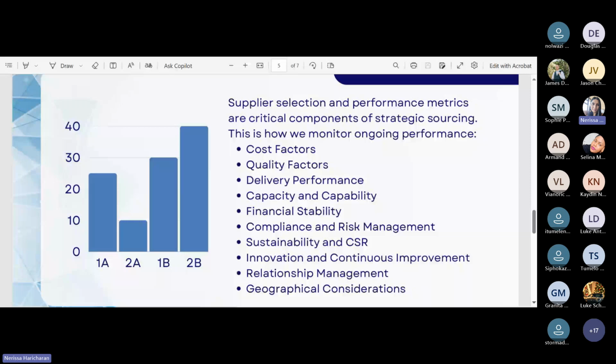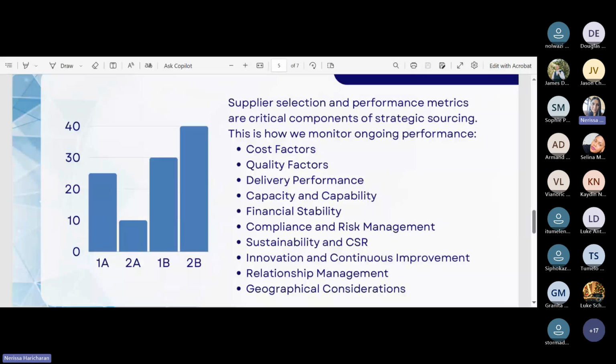But basically, this is how you monitor it from a KPI perspective. So the first one is cost factors. Understanding where you're sitting from a price competitiveness perspective, where's your supplier's pricing, comparing it to the market or comparing it to their competitors. You need to understand it from that side.